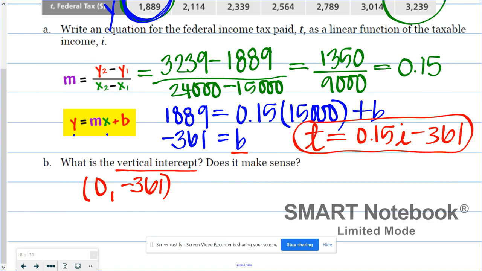But the main idea of this problem was writing a linear function given a data table. Basically you need 2 points, find your slope, choose one of those points, use your slope-intercept form, find your b value, that's your y-intercept, and then you can write your function.